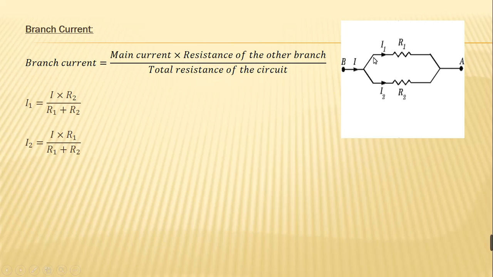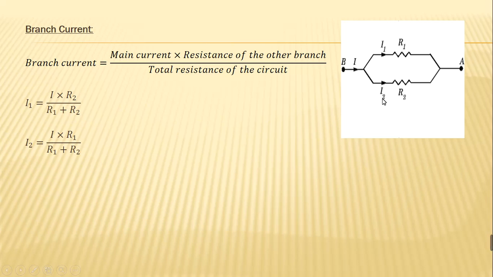So if I need to calculate the branch current I1, using this formula I can write the equation as follows. The main current is I. The resistance of the other branch is R2, because I am calculating the current in this branch. So I1 is equal to the main current I times the resistance of the other branch R2, divided by the total resistance of the circuit, which is R1 plus R2.